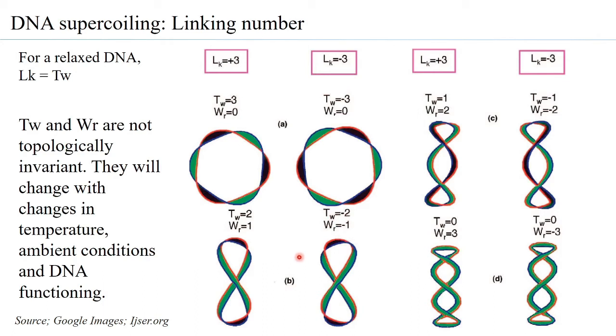So in a DNA, the twisting number and the Wigner number are variants. They are not invariant. They can change depending on the temperature, depending on the conditions in which the DNA is present, and depending also on how the DNA is functioning.